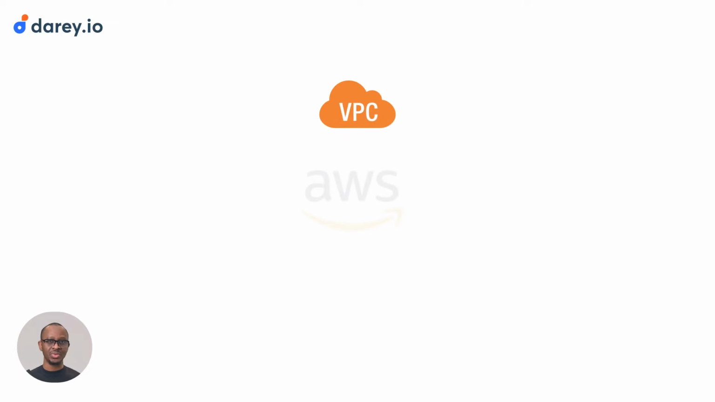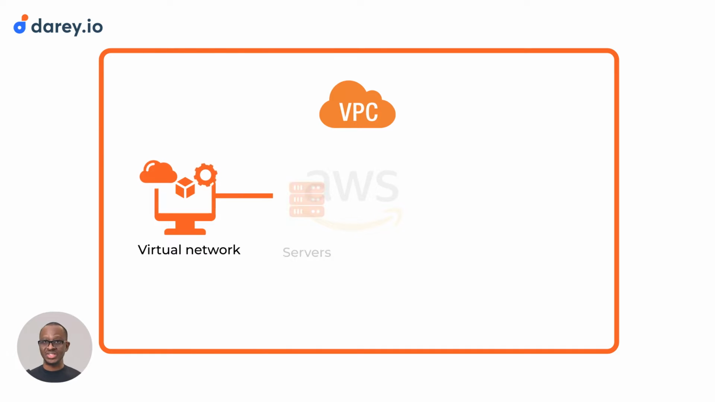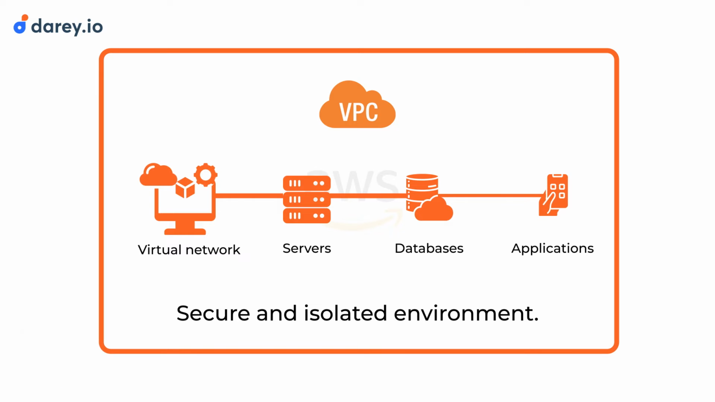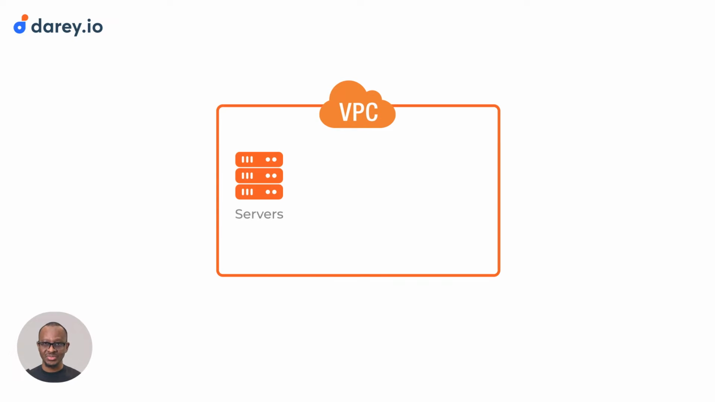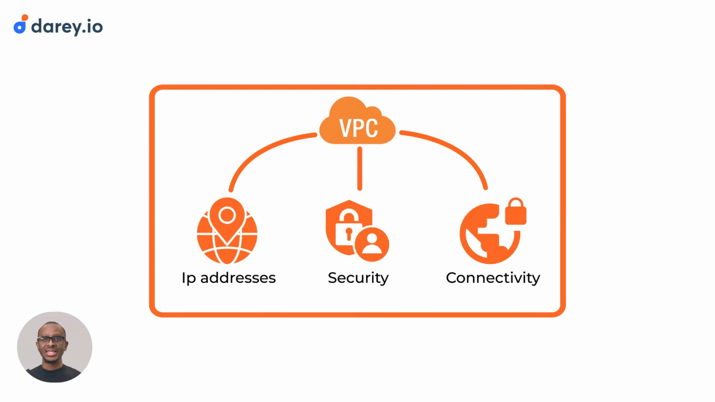An AWS Virtual Private Cloud, or VPC for short, is like your own private section of the AWS cloud. It's a virtual network where you can launch resources such as servers, databases, and applications in a secure and isolated environment. Think of it like a gated community. Your VPC acts as the boundary that keeps your resources safe while letting you decide who can enter, who can leave, and how everything inside communicates. VPCs give you full control over your networking setup, including IP addresses, security, and connectivity to the internet or other networks. Speaking of IP addresses, let's dive into what they are and how they work.